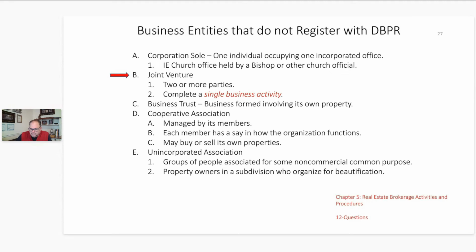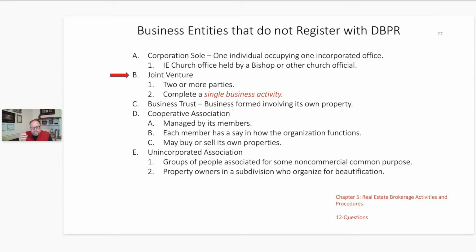All right. Let's talk about business entities that do not need to register with DBPR. Remember, the business entities that have to register with DBPR are general partnership, limited partnership, corporation, LLCs, and limited liability partnership, LLPs. The ones that do not need to register with DBPR are corporation sole, and they like to ask the question about joint venture.